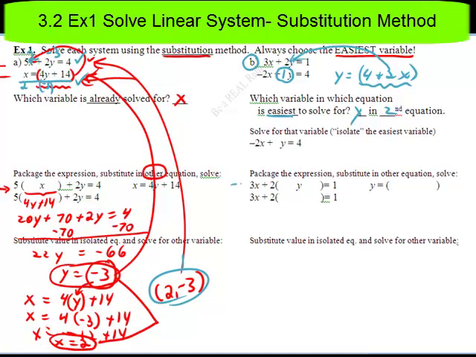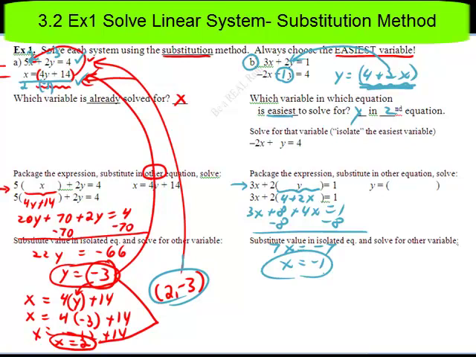So you've got 3x plus 2y is equal to 1. We're going to substitute whatever y is, which we said is this here, 4 plus 2x. And here it is, 3x plus 8 plus 4x equals 1. And we're going to subtract 8 from both sides. 7x is equal to -7, so x is -1.